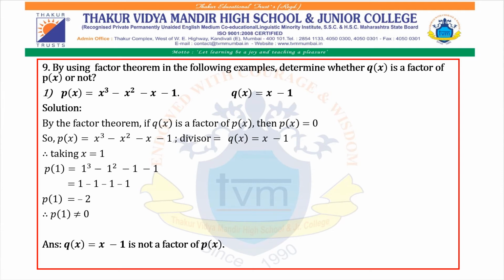So taking x = 1, now we will substitute 1 wherever there is x. So p(1) = 1³ − 1² − 1 − 1. So p(1) = −2. That means p(1) is not equal to 0. So q(x) is not a factor of p(x).